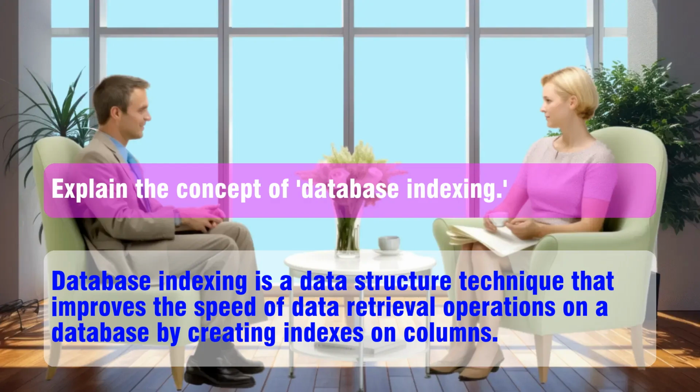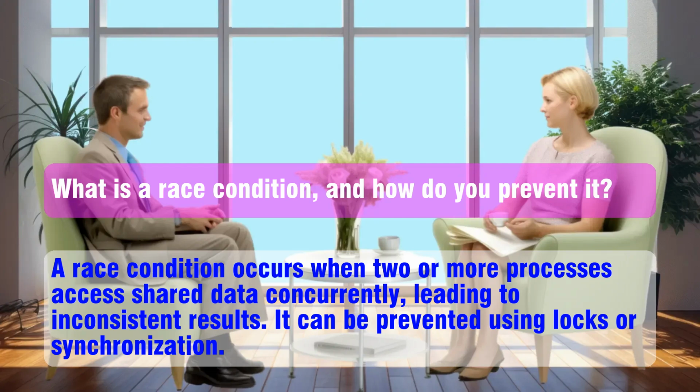Explain the concept of database indexing. Database indexing is a data structure technique that improves the speed of data retrieval operations on a database by creating indexes on columns. What is a race condition, and how do you prevent it? A race condition occurs when 2 or more processes access shared data concurrently, leading to inconsistent results. It can be prevented using locks or synchronization.